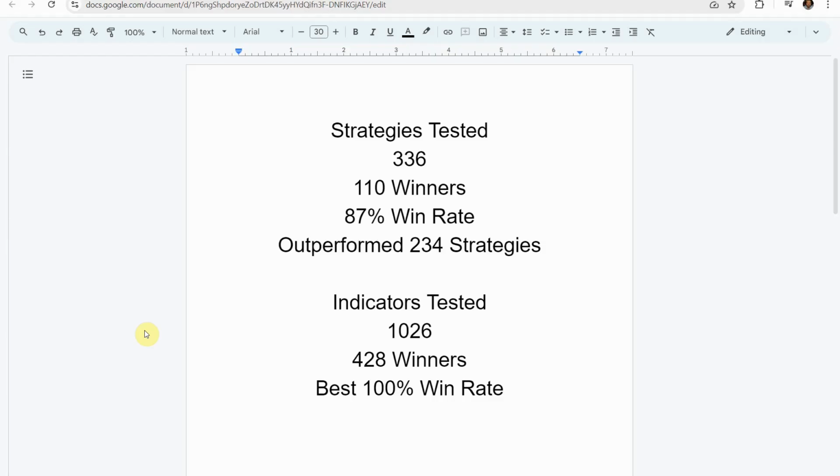Alright, as I said, today we will be testing a 5-minute scalping strategy. Before we do though, I wanted to put the testing scoreboard up for everyone to see. So to date, we have tested a total of 336 different strategies, with 110 of them being winners. The best one so far was able to achieve an 87% win rate. That was achieved using the Academy of Forex indicator. And so far, since we've been keeping track, it has outperformed 234 of the other strategies that we have put it up against. Every single one so far. We've also tested a total of 1,026 indicators, with 428 of them being winners.